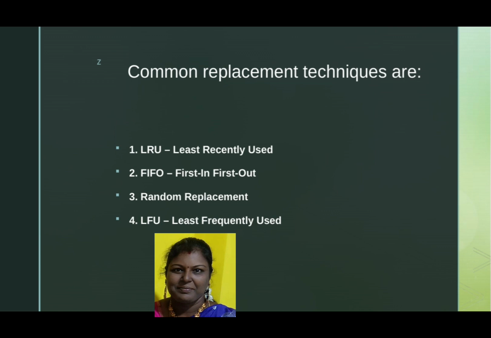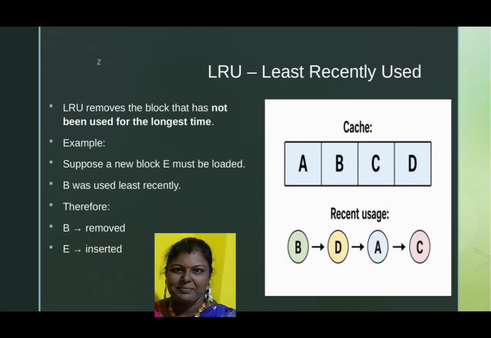Let's talk about LRU, which stands for least recently used. It's a method that helps decide which block to remove when we need space. The idea is simple. We remove the block that hasn't been used for the longest time. For example, if we need to load a new block, say block E, and block B was the least recently used, then B gets removed. E takes its place. It's a smart way to keep the most relevant data handy.